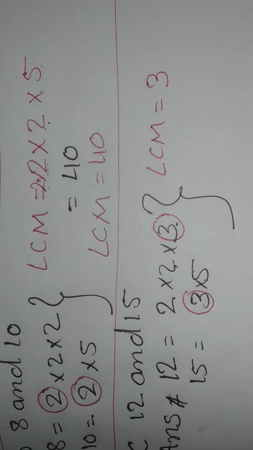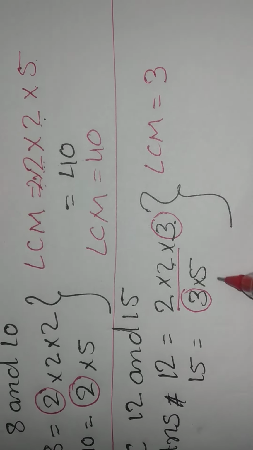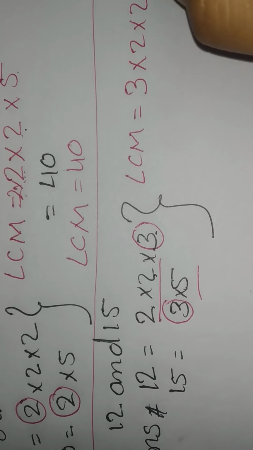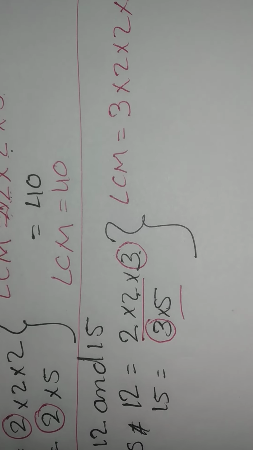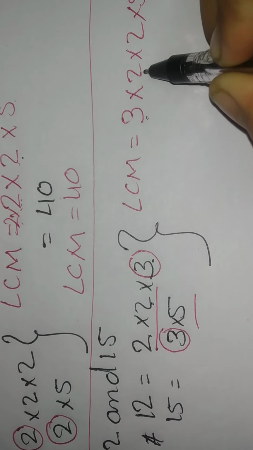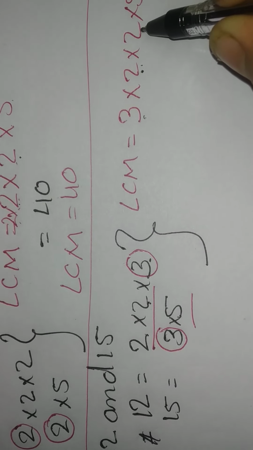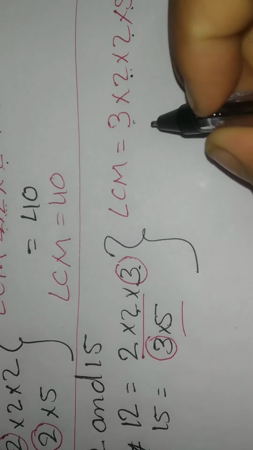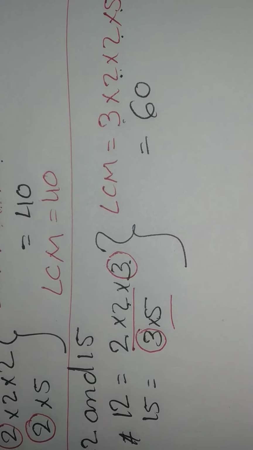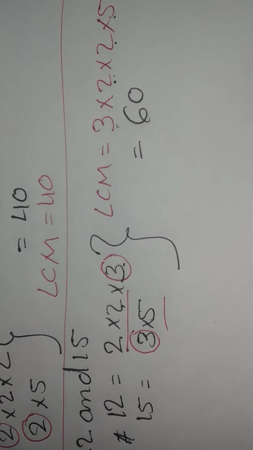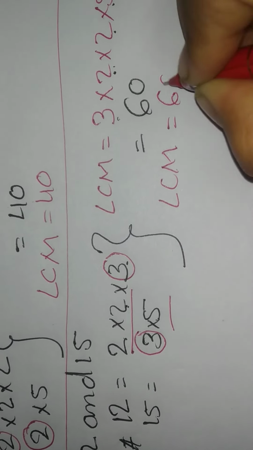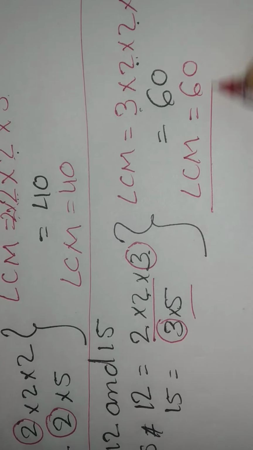Now the non-common factors, which ones are there? 2 and 5. So we have to write here 2 into 2 into 5. So 3 2s are 6, 6 2s are 12, 12 5s are 60. So the answer is 60. So what we have to write here? LCM is equal to 60. 60 is the correct answer.